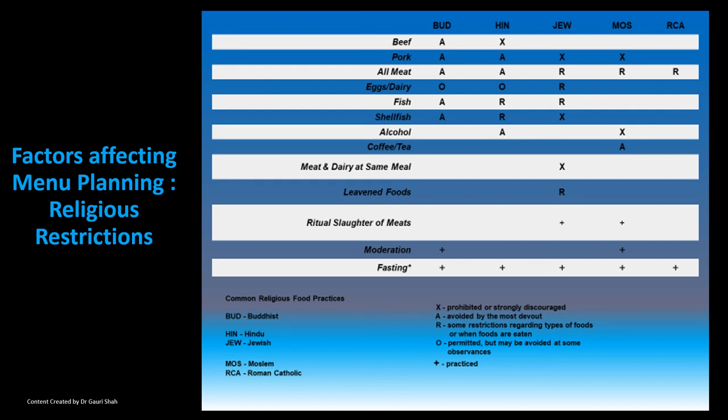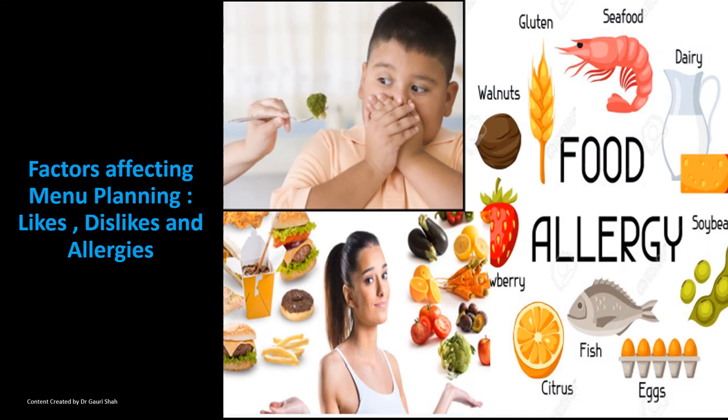For example, Muslims will never eat jhatka meat. They will always prefer halal meat. Hindus will never eat beef. Jains will never eat underground vegetables. At the same time, Buddhists will never eat non-veg. Similarly, it is very important to know what is the target consumer. What is the religion of the maximum eating crowd? And then it is easier to plan the menu considering these prohibitions.